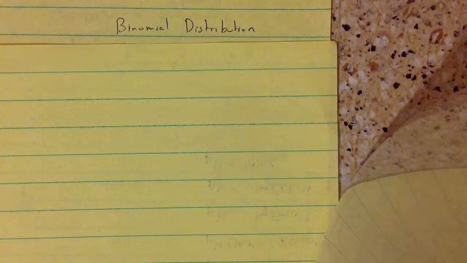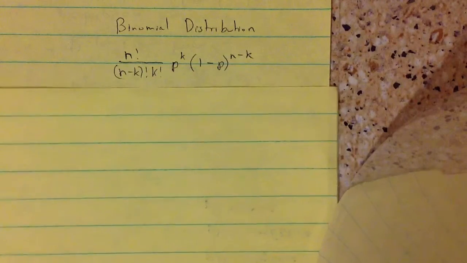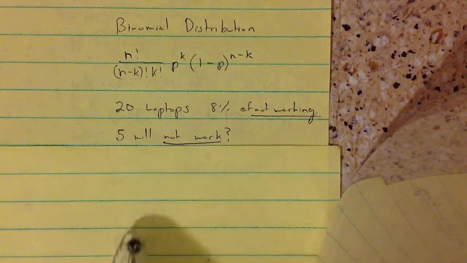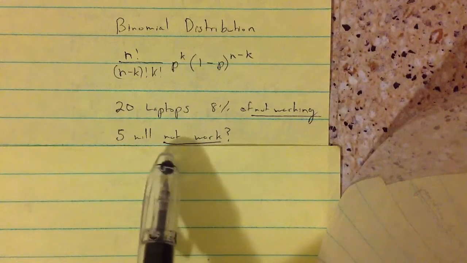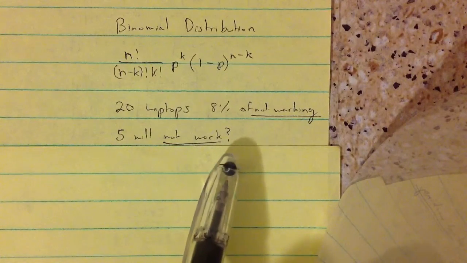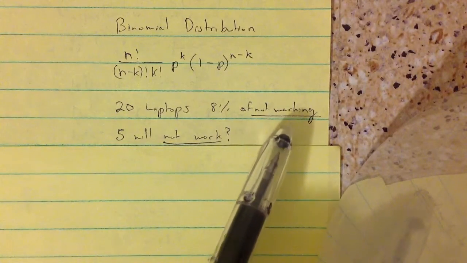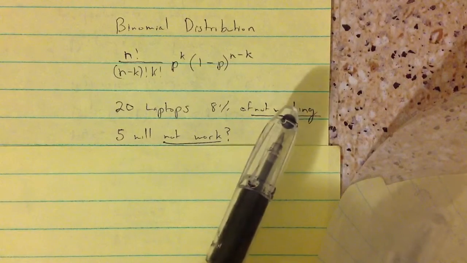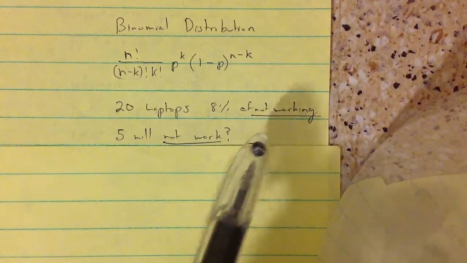Binomial distribution problem. This is the formula for binomial distribution, and the problem is if there are 20 laptops and 8% of them are not working, what is the probability that 5 out of the 20 will not work? So the first thing you have to establish is which is success, which is failure. So not working is the success, and working, the probability of the laptops working, is actually the failure.